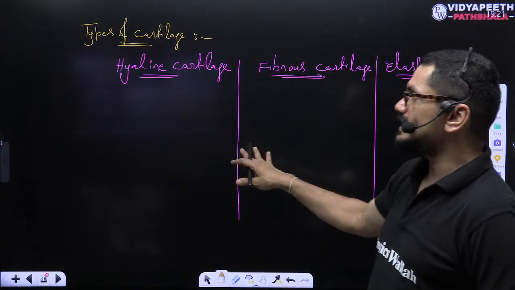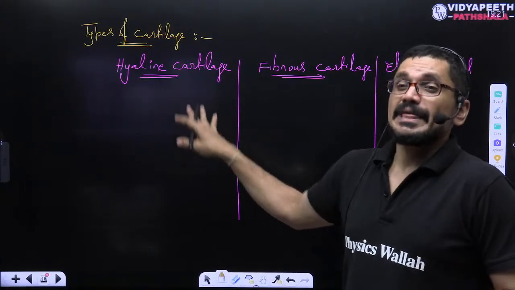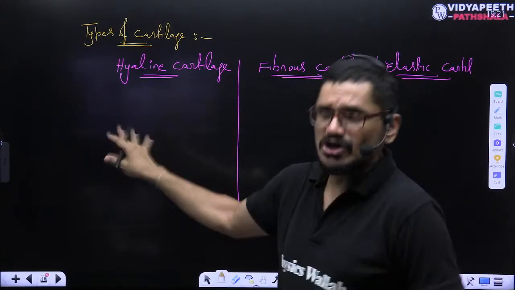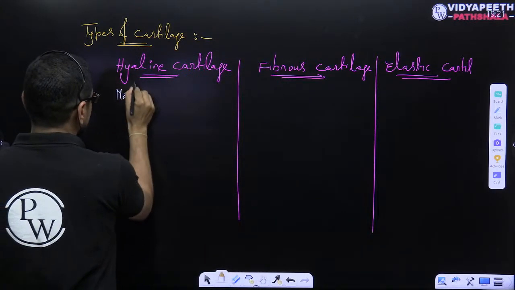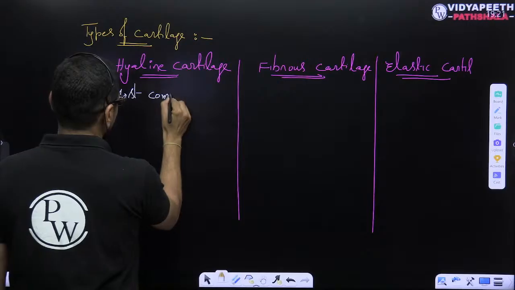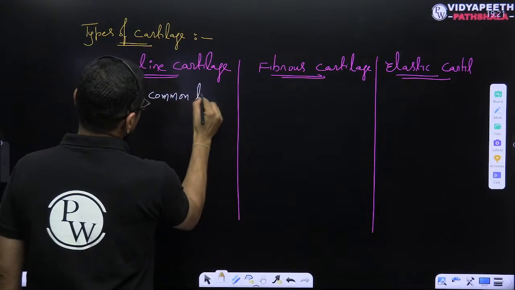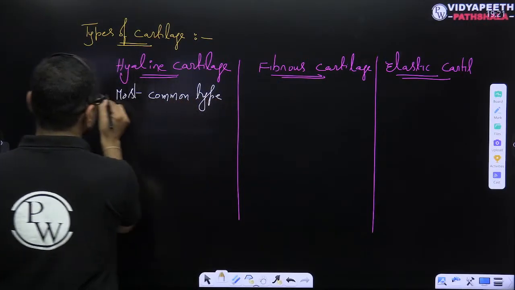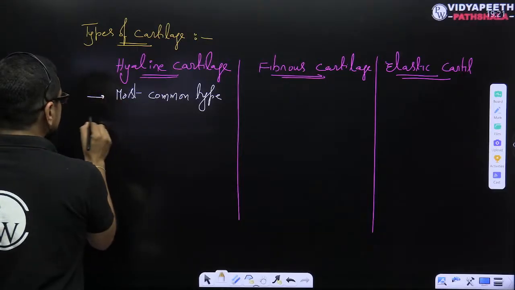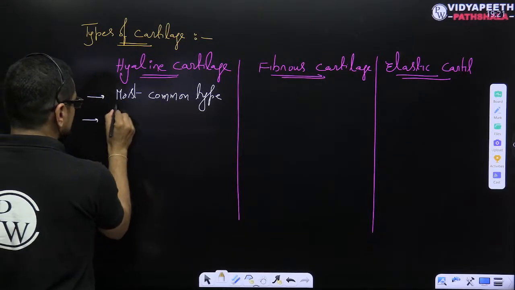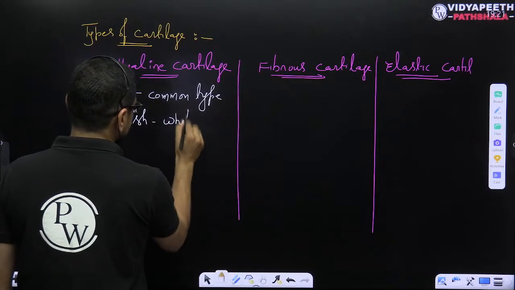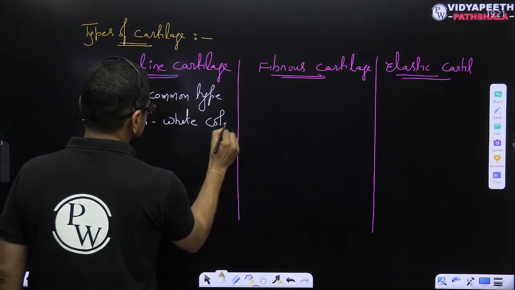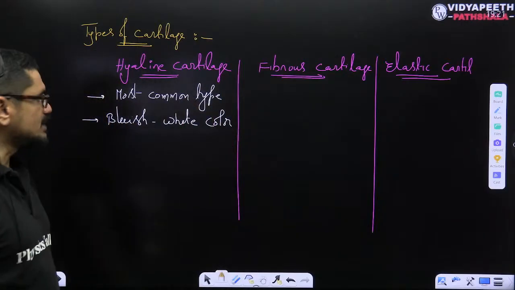And now the point here, hyaline cartilage. Hyaline cartilage is the most common type of cartilage, and it is almost bluish white in color.